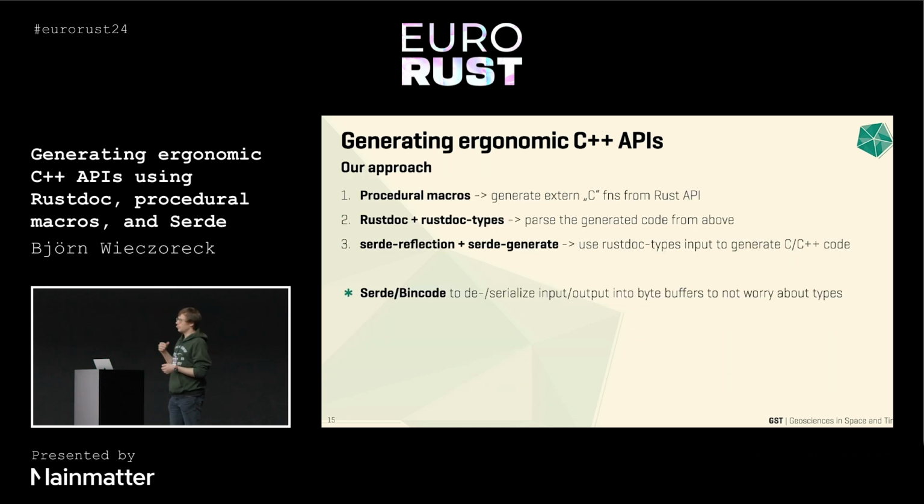Now, the way I want to go through this process is by looking at the keywords from the title of this presentation. The first step will be how we use procedural macros to generate the extern C functions that we've seen. In the second step, we use Rustdoc together with Rustdoc types to parse what we've generated in the first step. And the third step will be how we generate the C and C++ code using our understanding that we've gained through Rustdoc types, with the help of Serde reflection and Serde generate. And all the serializing and deserializing throughout these three steps will be handled by Serde and bincode.